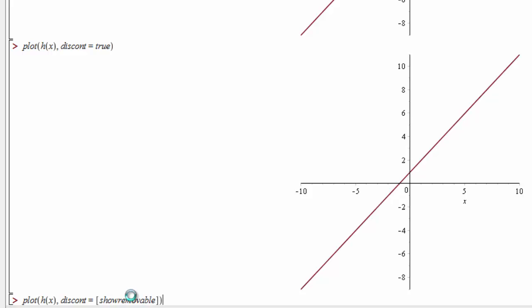the command showremovable. And see, what this does is it shows our graph of h of x with a nice little open circle where the removable discontinuity is. And that's a couple of things that you can do with graphs of discontinuous functions using the discont option to the plot command.